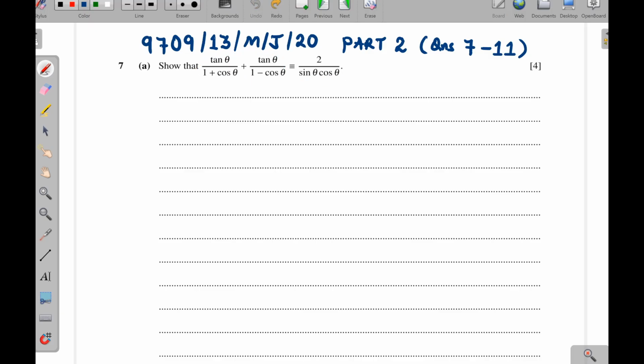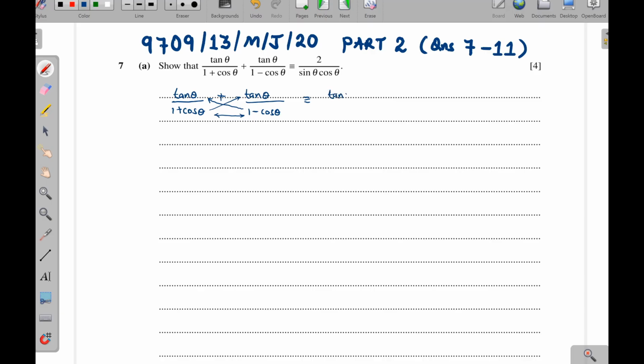Okay, tan theta out of 1 plus cosine of theta, then plus tan of theta out of 1 minus cosine of theta. I need to get the common denominator, so I'll multiply these two. We use the butterfly method. Then you get this one times this, and then you also get this one times that. So what shall we have?